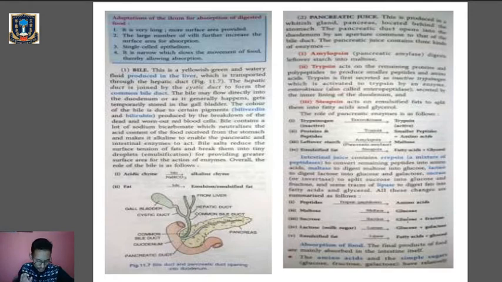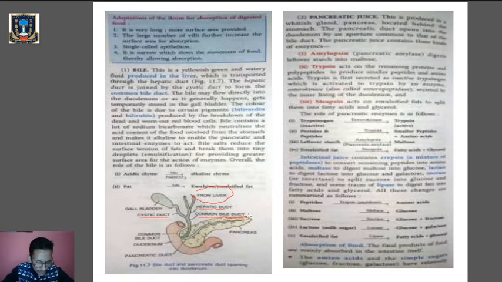Clear? So you can see in the figure also that we have got the hepatic duct. Okay, we have got the cystic duct. So here you can see the liver part. It's mentioned here, from liver. So from liver, bile will be produced. That bile will be collected by the hepatic duct, and it will join the cystic duct, and the cystic duct and the hepatic duct will together form a common bile duct.